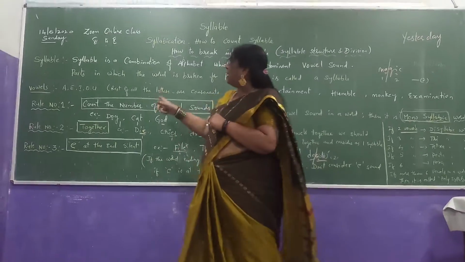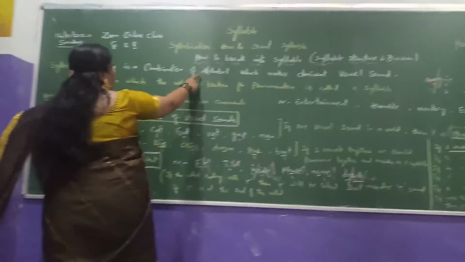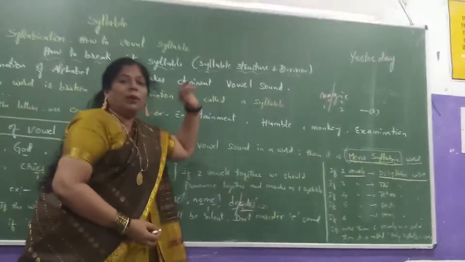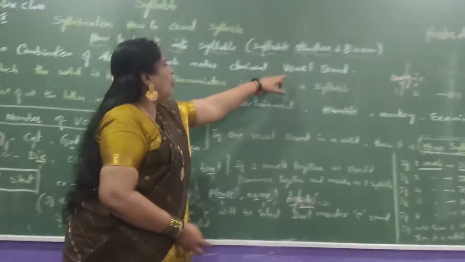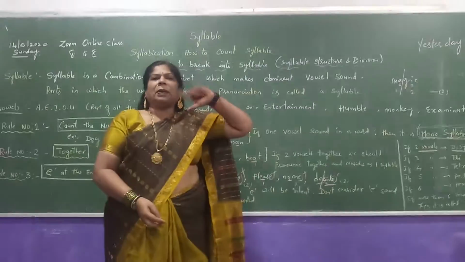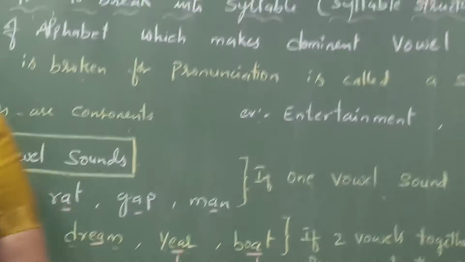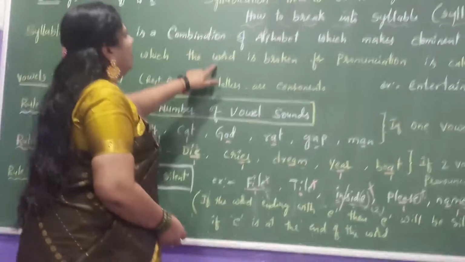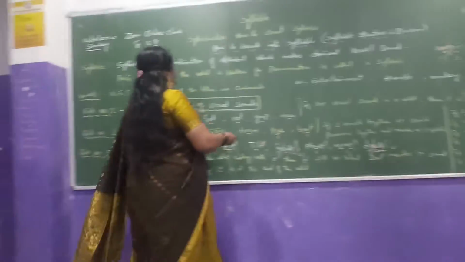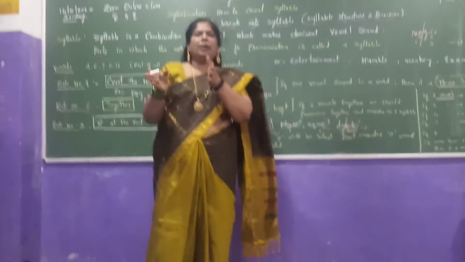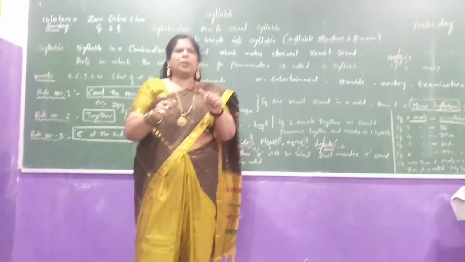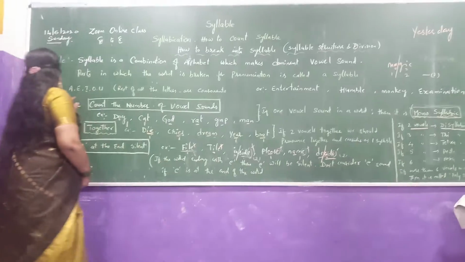So what exactly is a syllable? A syllable is a combination of letters which makes a dominant vowel sound. The vowel sound gives domination to the pronunciation. The parts into which a word is broken for pronunciation are called syllables. How many parts a word can be broken into is how many syllables it has. So let us come to know here.